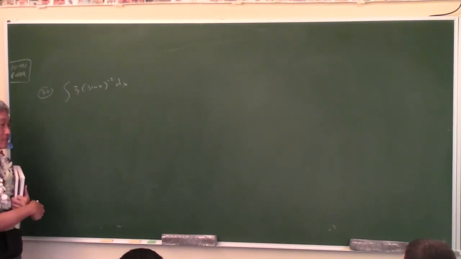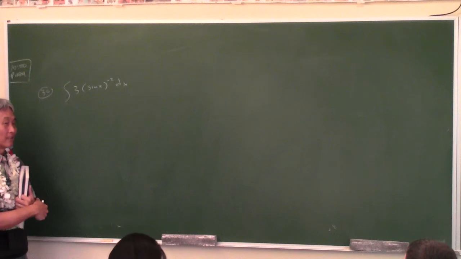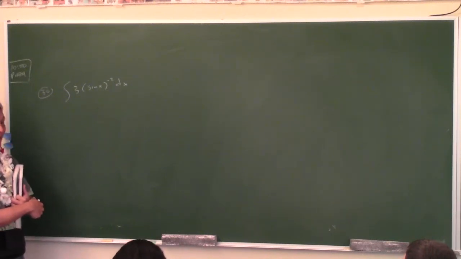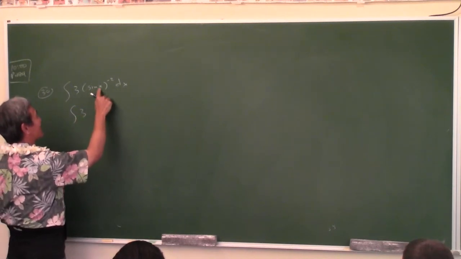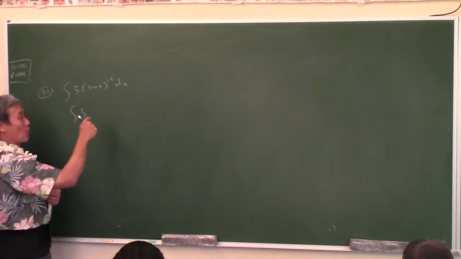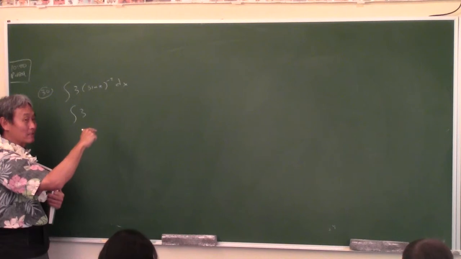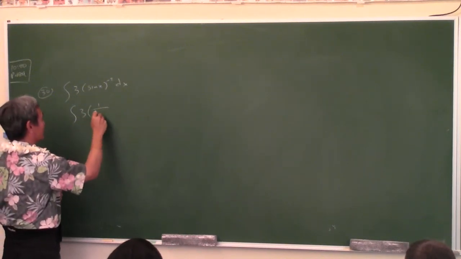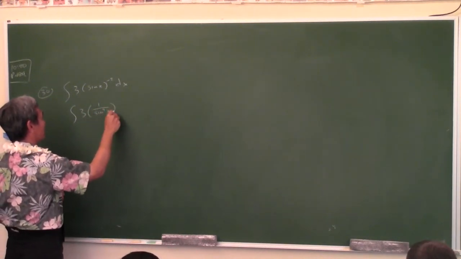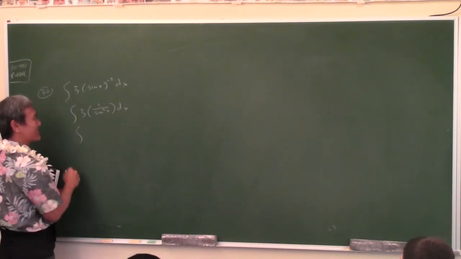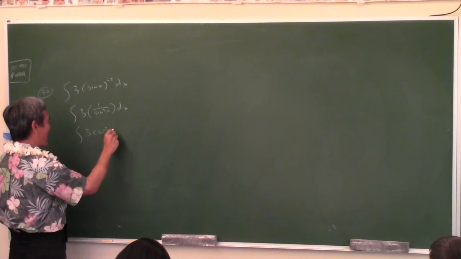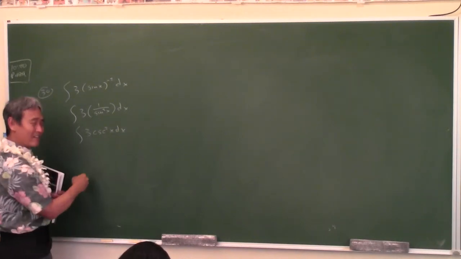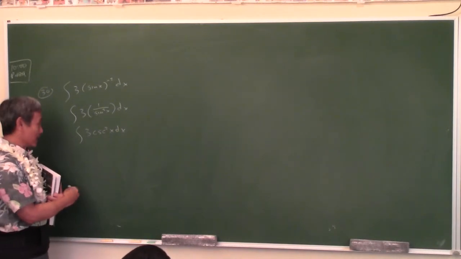Now, is this on the list? Yes, it is. But it's not recognizable yet. Now, isn't sine x to the negative 2 the same thing as 1 over sine squared x? Here, let me write it. And what is 1 over sine squared x? Cosecant squared x. Is that on our list? You bet your bippy it is.